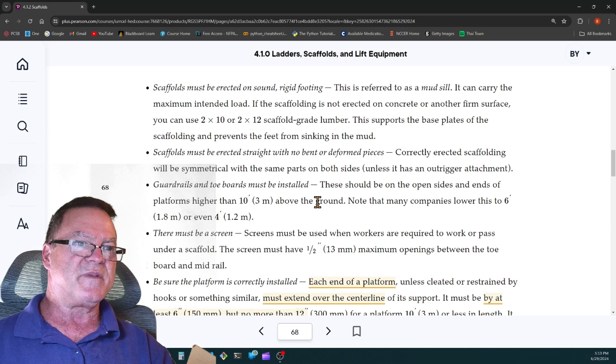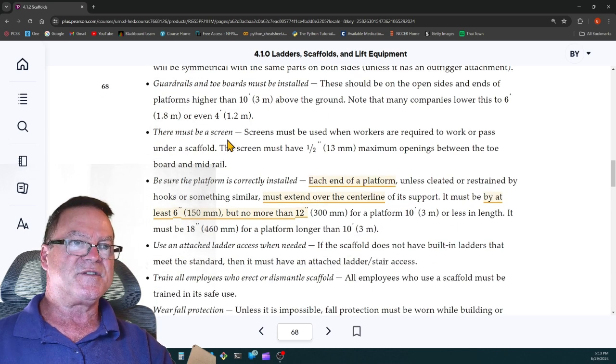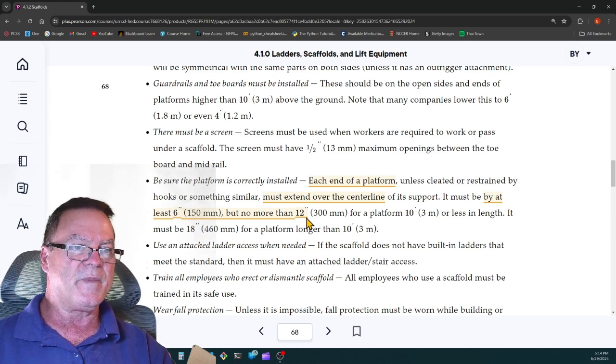Guardrails and toe boards must be installed. There must be a screen. Be sure the platform is correctly installed. Here's a highlight. It says each end of the platform must extend over the center line by at least 6 inches, but no more than 12 inches. So that's the planks. The planks that you put on the scaffold have to overlap the ends of the scaffold by at least 6 inches, no more than 12 inches.